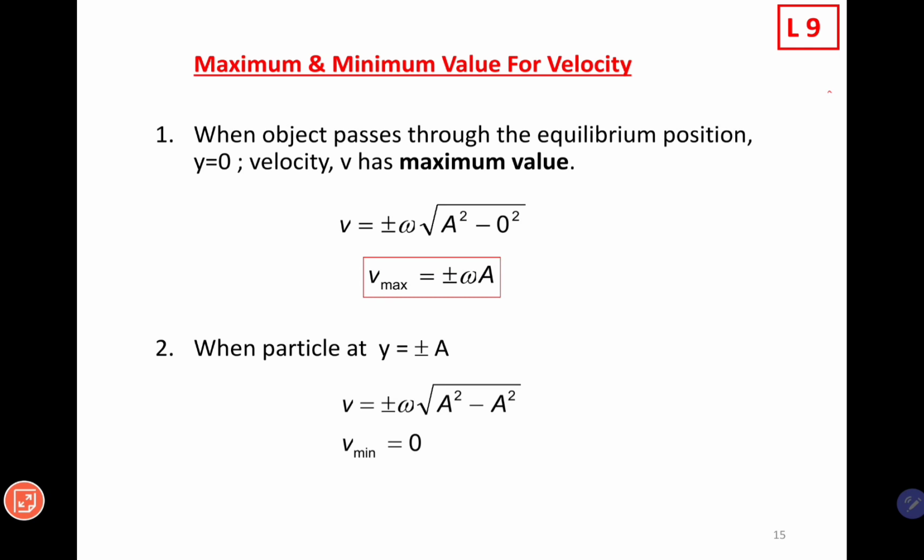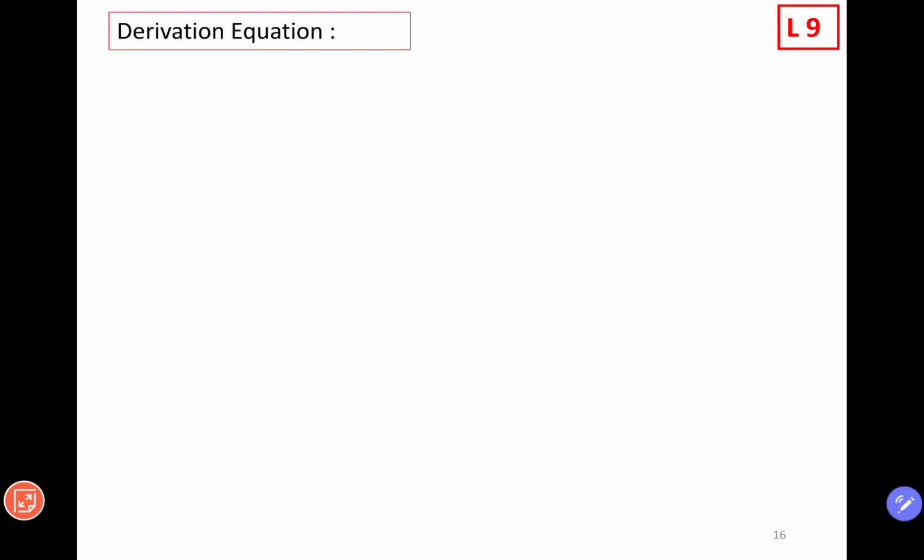So this is the way how you prove that v is maximum at the origin or equilibrium, and v is 0 at the amplitude. And now let's turn to the acceleration. How do we derive the equation of acceleration for any simple harmonic motion system?